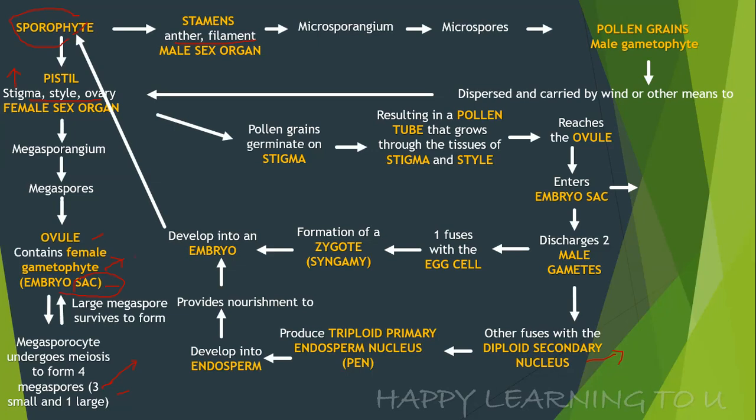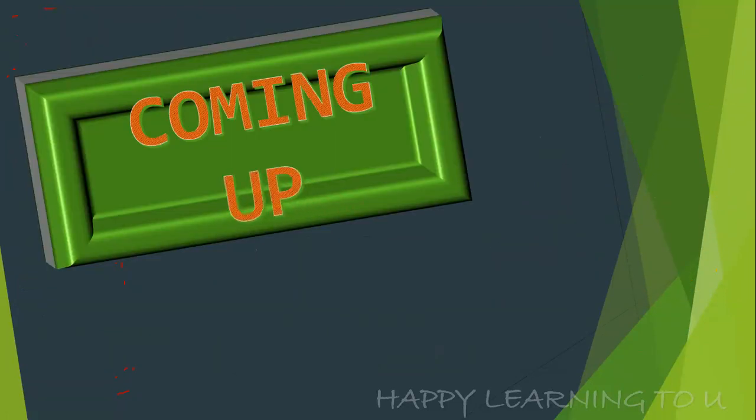Embryo sac contains a 3-cell egg apparatus, that is 1 egg cell and 2 synergids, 3 antipodal cells and 2 polar nuclei, which fuse to form this diploid secondary nucleus. After the fertilization has occurred, these antipodal cells and the synergids degenerate. So this is all I had under the life cycle of angiosperms.